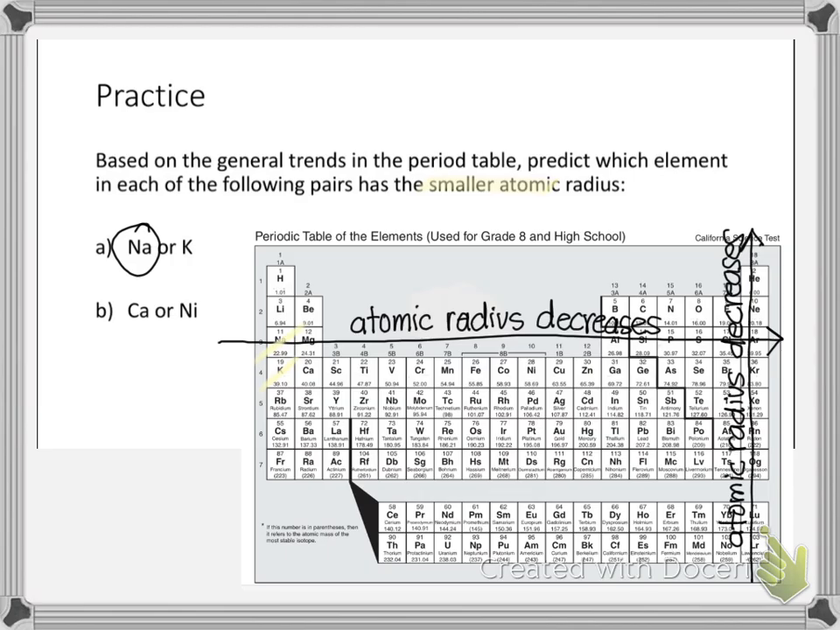This time I'm just going to circle it so I can see through. So calcium, so that's this one. And then nickel, which is further over. So we know even though the transition metals do not have as much of a pattern, we know in general as you go from left to right that the size is going to decrease. So if they want to know the smaller one, we would predict that nickel would be smaller than calcium.